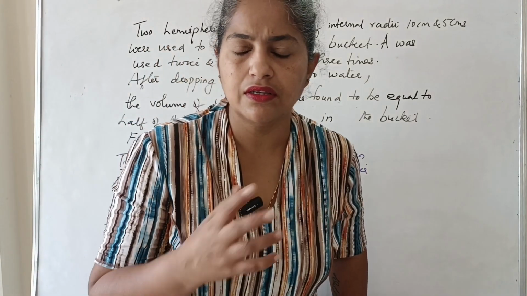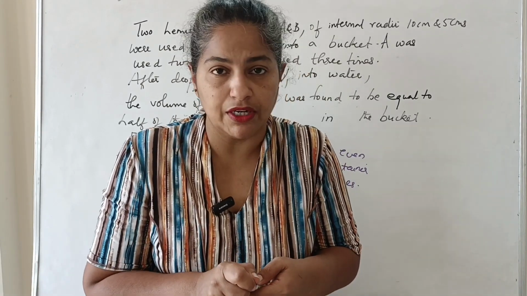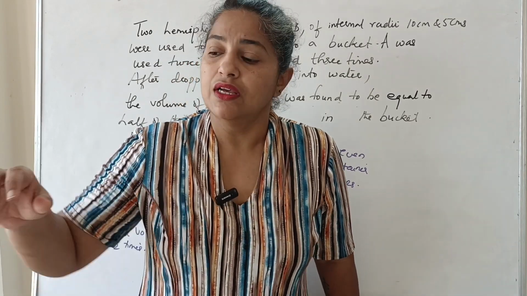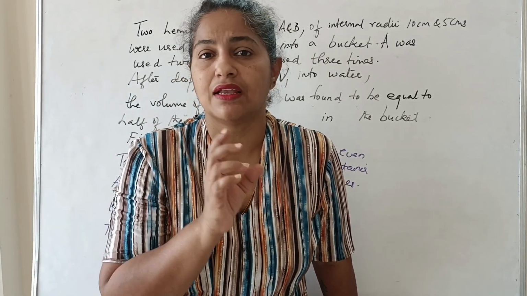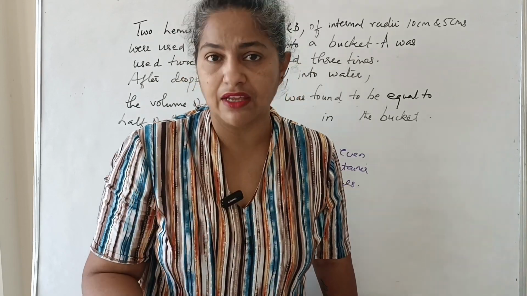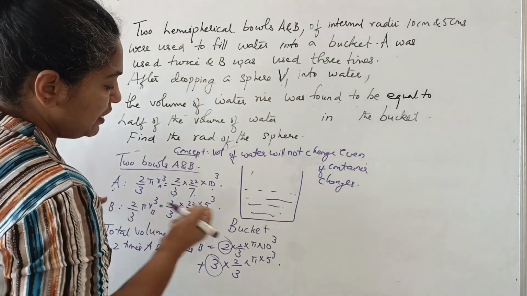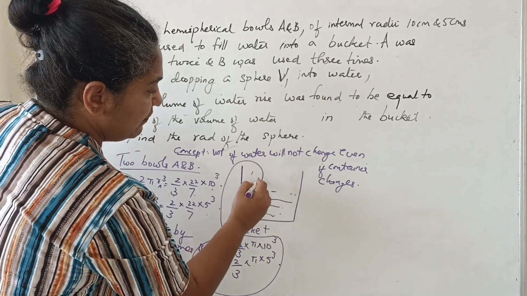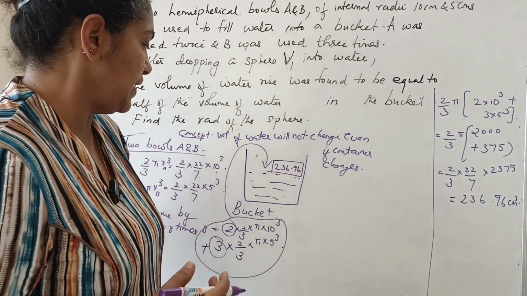So just imagine when you are having a sum like this, if you want to break down the sum into parts, suppose you have a bucket over there and you have two glasses, of two different volumes. You use the first glass twice and the second glass thrice. Now in this case, instead of the glass, we have two hemispherical bowls whose volume we can find by using the formula. So the first one was used twice and the second one was used thrice. Now when you add up this value, what you get is the volume of the water that went into the bucket. So I have gotten the value to be 236.96.